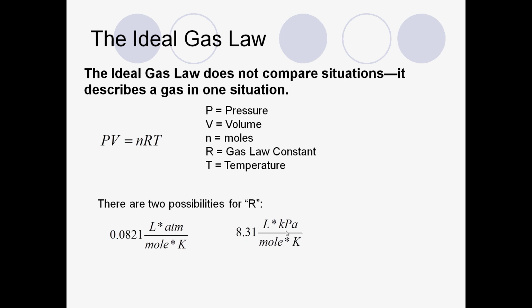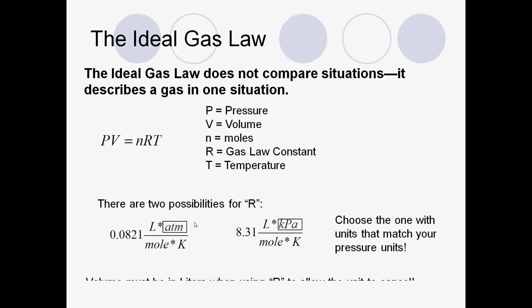This one is different because the label here is in kilopascals. If you use this R for your constant, your pressure then must be in kilopascals. Okay, either one is acceptable. You just have to make sure that whatever you're using for pressure matches this label. And again, this part is only the label. It has nothing to do with the numerical part of the problem.